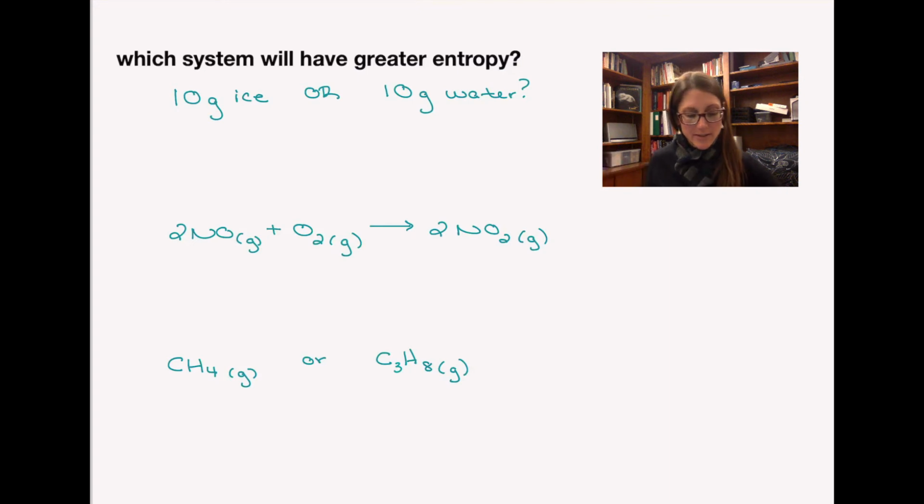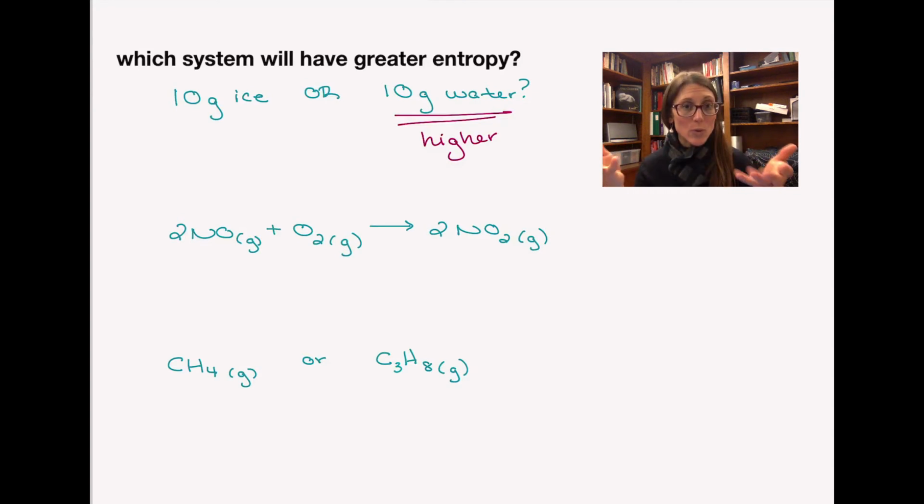The second example I have drawn is for the chemical reaction of two nitrogen monoxides reacting with an oxygen to form two nitrogen dioxides. Here, everything's a gas, so there's no phase change involved like there was in the previous one. But if you count, there are 3 moles of gas on the reactant side and only 2 on the product side. As a result, the reactants side of the reaction will have a higher entropy because there are more particles.